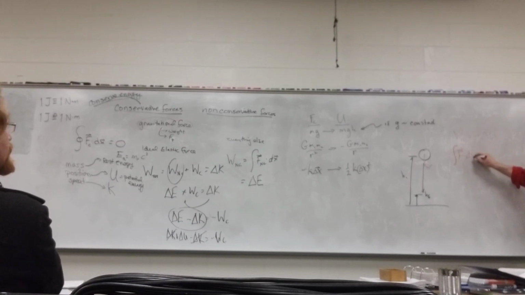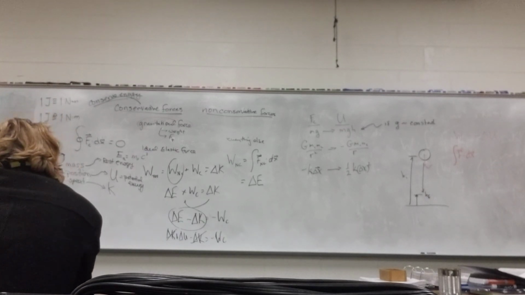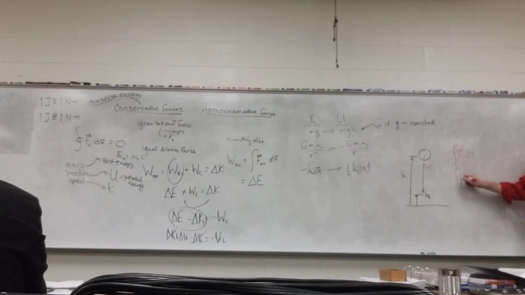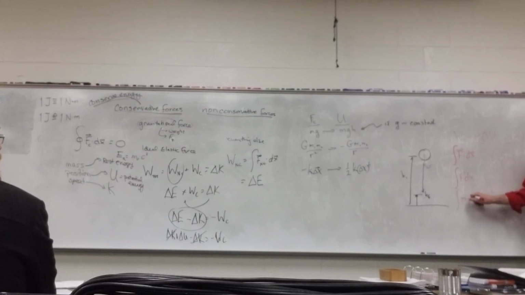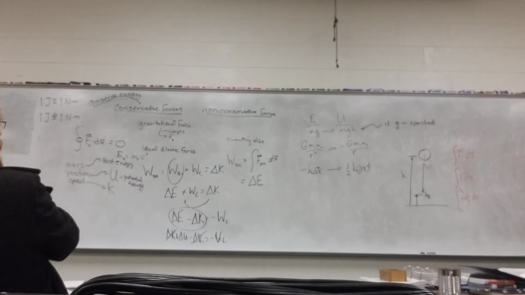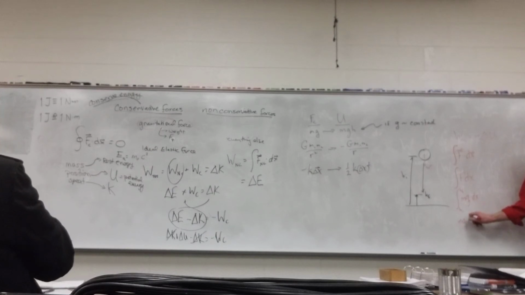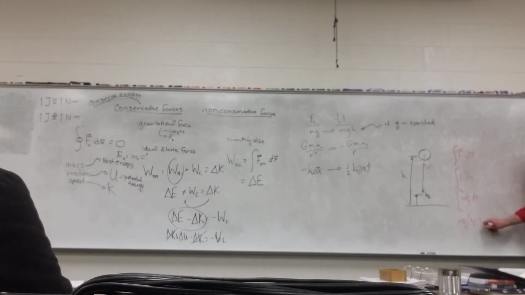This is F dot dx. The force and displacement are in the same direction, so we can now make this just F dx. The force is mg. And dx, my initial position is hi, my final position is hf. And so this becomes mg times h final minus h initial.